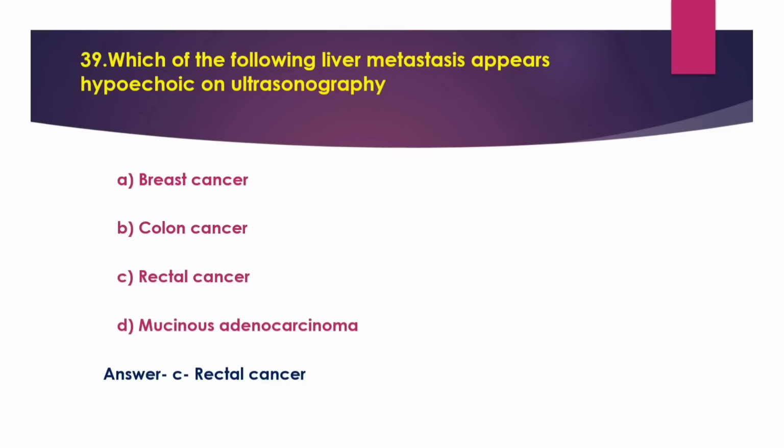So hypoechoic means not many echoes. These areas appear dark gray because they don't send back a lot of ultrasound. Solid masses of dense tissue are hypoechoic, and the calculus appears as hyperechoic. Calculus means stone.